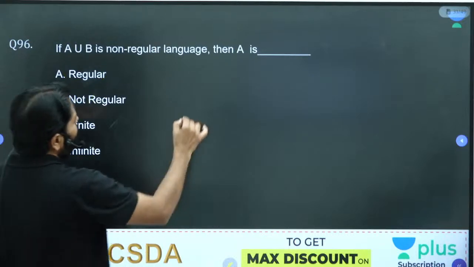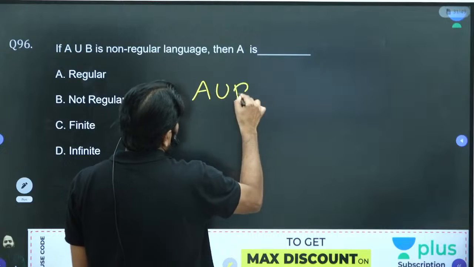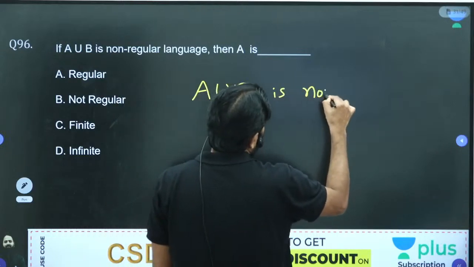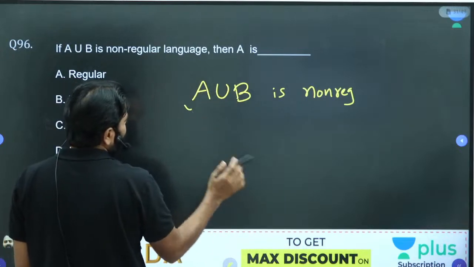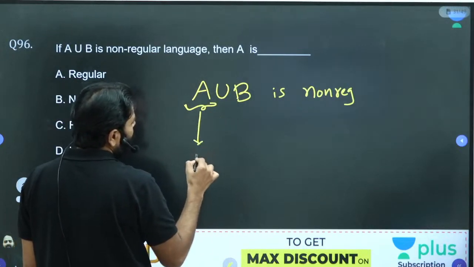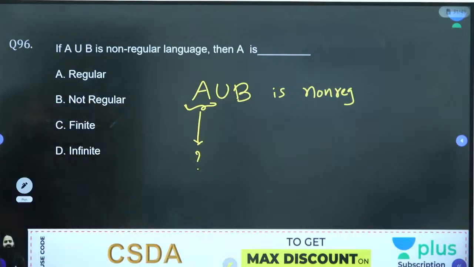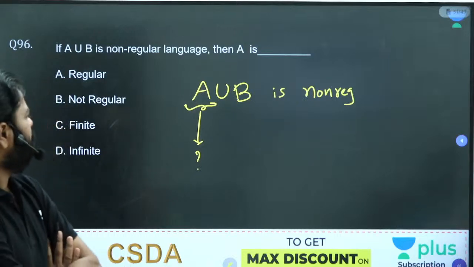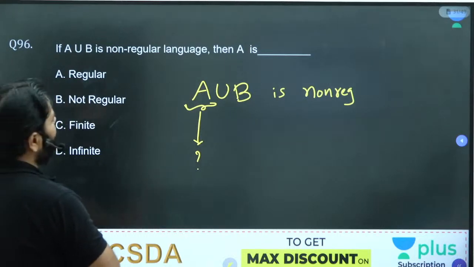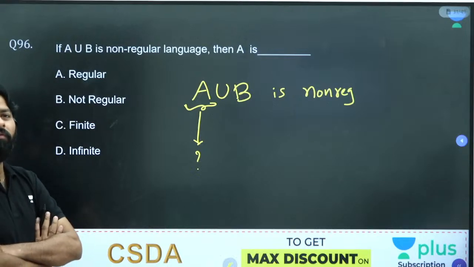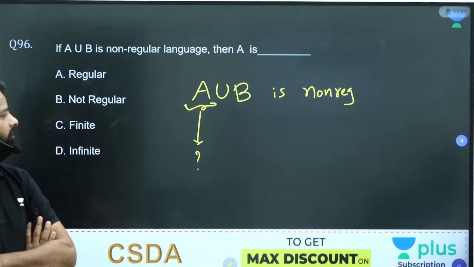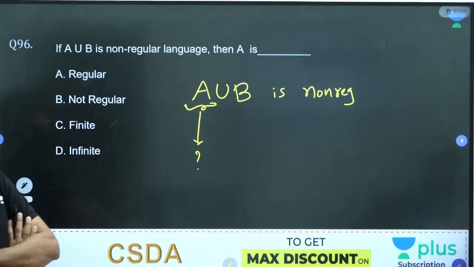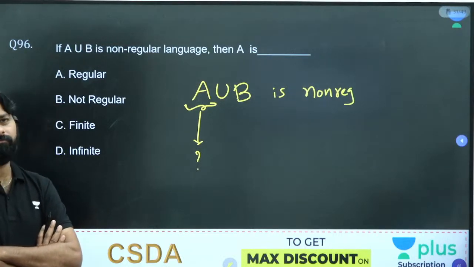Okay. A union B is non-regular. That's all we know. But we don't know about A. Can you talk about A? What happens? If A union B is non-regular, then A, can you guarantee regular always? A, can you guarantee not regular? Can you guarantee finite? Can you guarantee infinite?